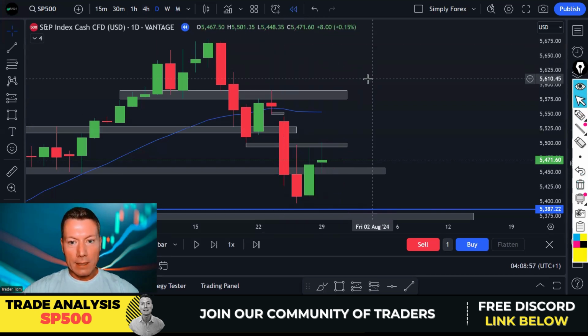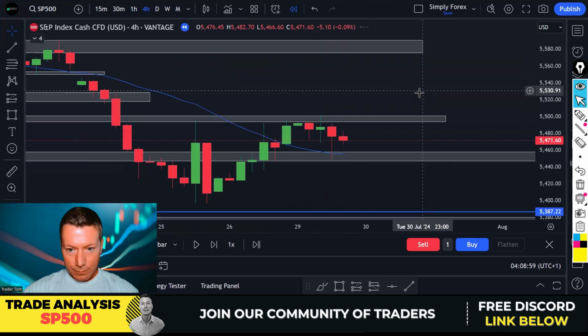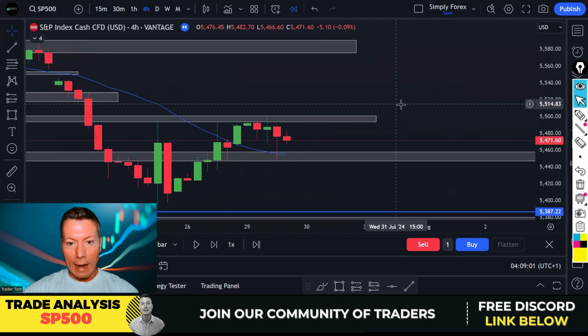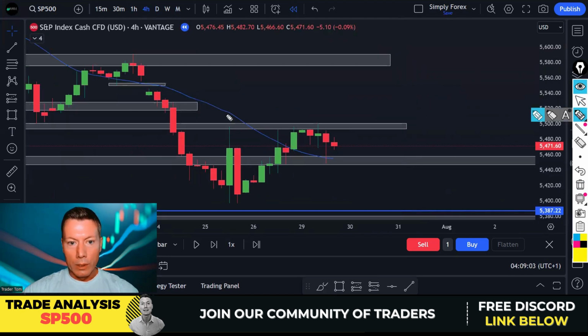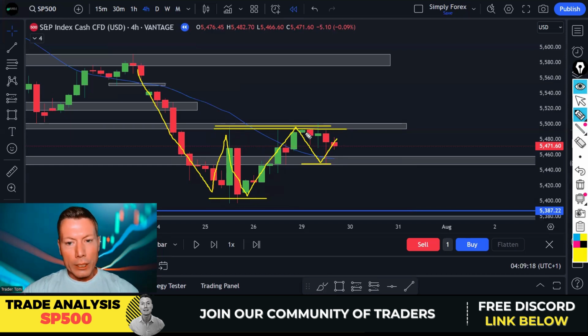Now, if we go back to the H4 at this point, this is where we're at. So we were in this H4 downtrend, but now we're kind of seeing a build up in structure. We're getting higher lows, and these highs are holding. We're seeing a bit of bullish structure, and we're above the moving average 20.